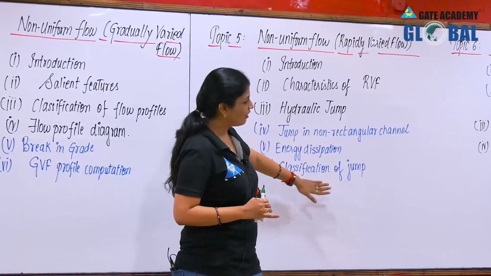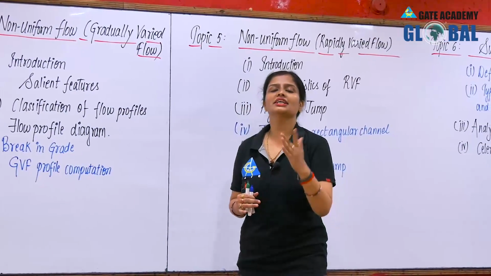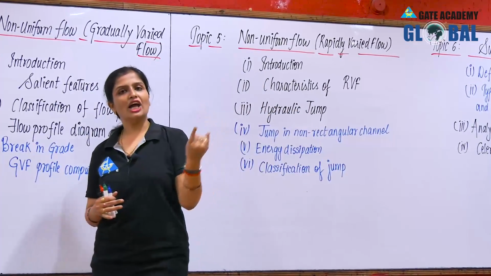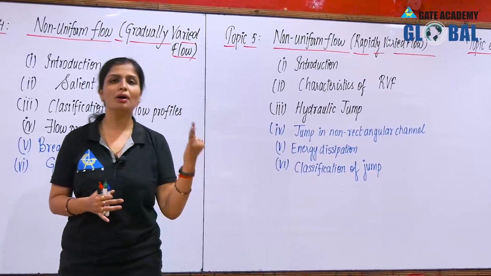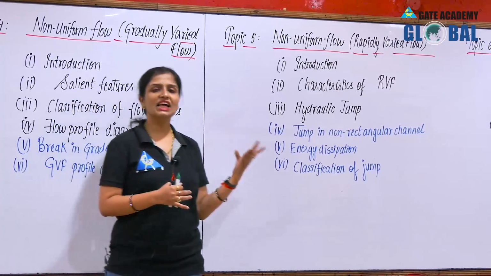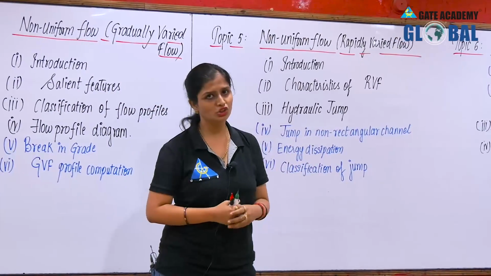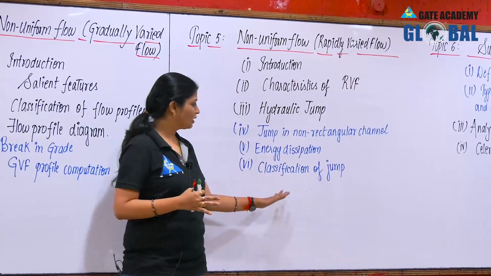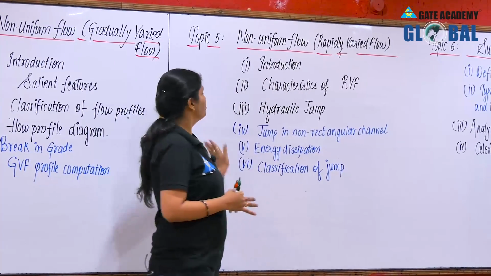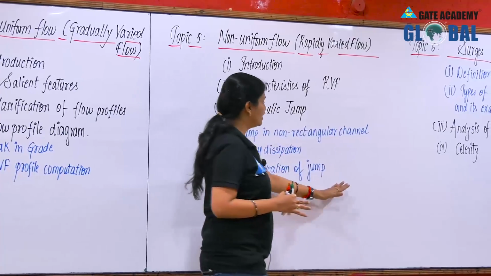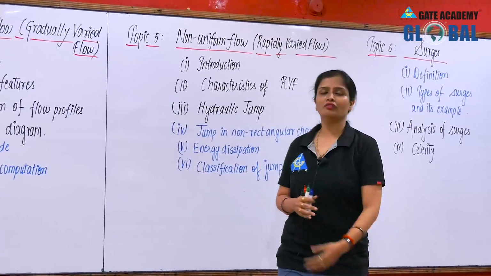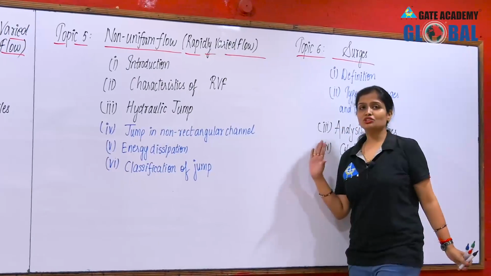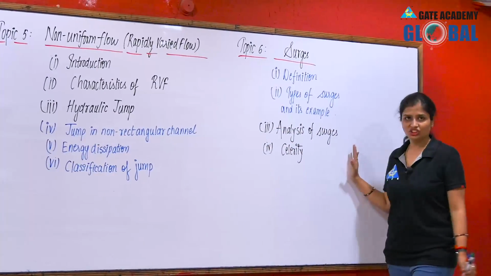After this, we have the classification of jumps based on Froude number, that is whether it is an undular jump, weak jump, oscillating jump, steady jump, strong jump or choppy jump. So these are the various types of jumps which are there if we do classification of jump. Basically all the topics which I told you are encountered in your non-uniform flow, specifically rapidly varied flow.